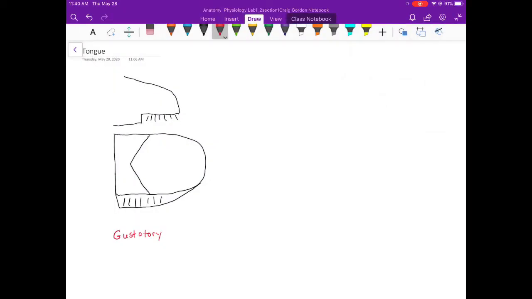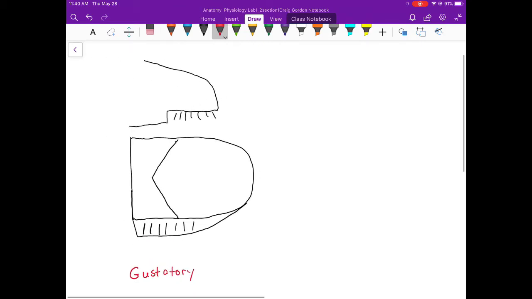Hey guys, today we are going to go over taste, and that has a lot to do with the tongue. The name for this pathway is called the gustatory pathway, and that involves two cranial nerves: the facial nerve and the glossopharyngeal. So if you look at my little drawing here, we have somebody's nose over here, and then this large oval is going to be the tongue.